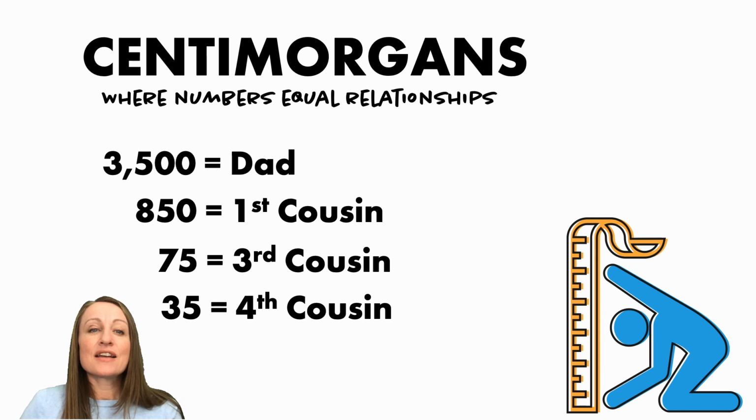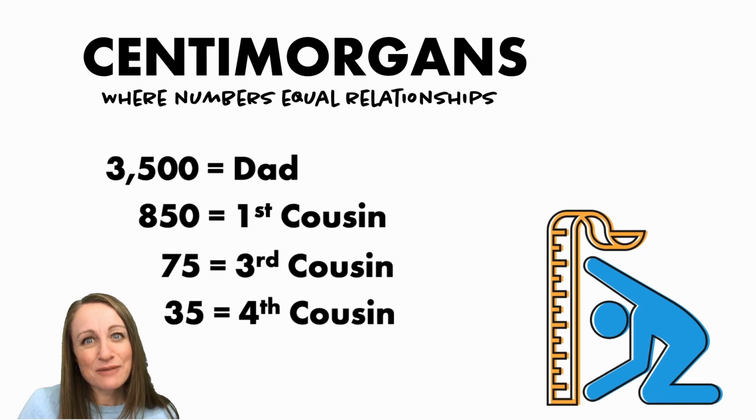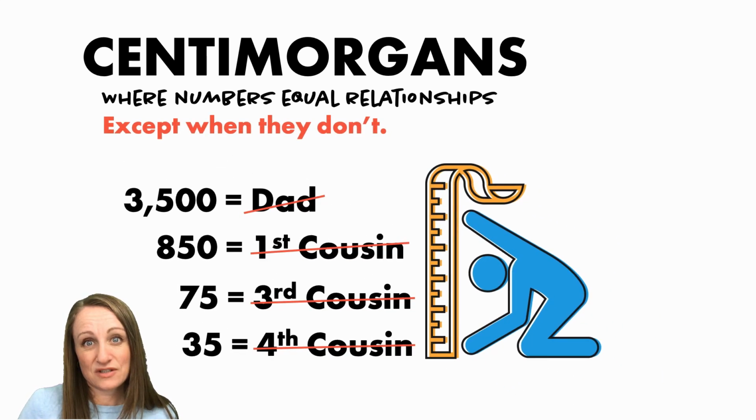You have 3,500 centimorgans, for example. That's how much DNA you might share with a parent, your mom or dad. 850 centimorgans. That's the average amount for a first cousin, and so on and so on. And we've learned over time that these numbers work. Most of the time, these numbers do reveal relationships to us. And that's true, except when they don't.